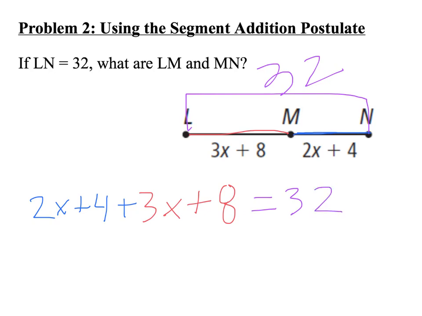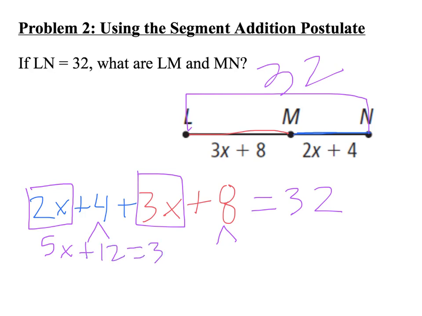Now when you're solving this, you want to first find any like terms. Well, this has a 2 and an x with it. Here's a 3 and an x, so those both have variable x. Here's just a number and here's just a number. So now if I put those together, I would have 5x plus 12 is equal to 32.